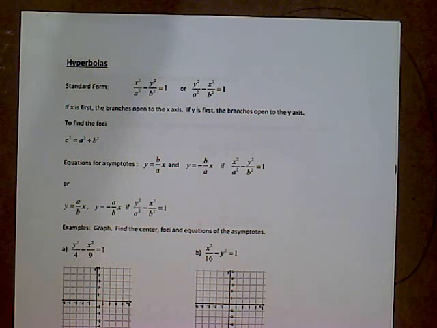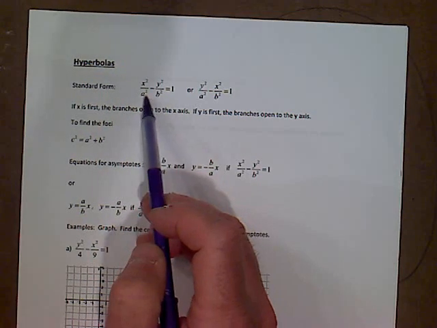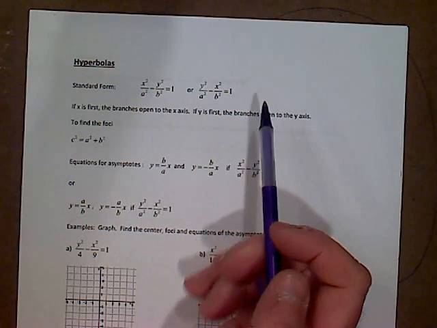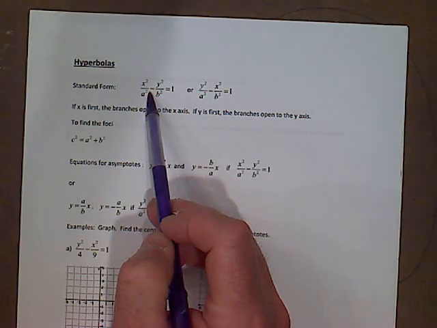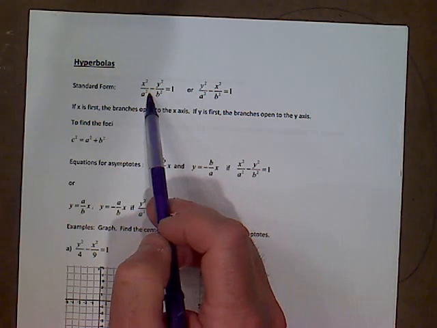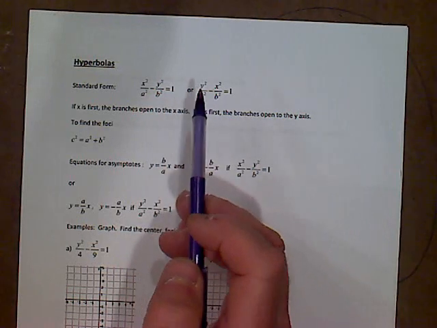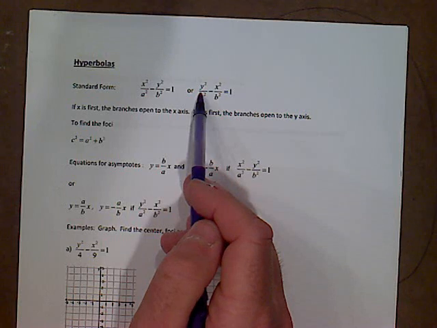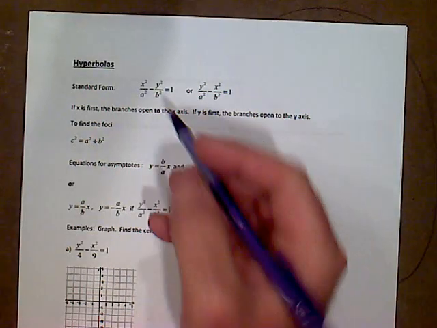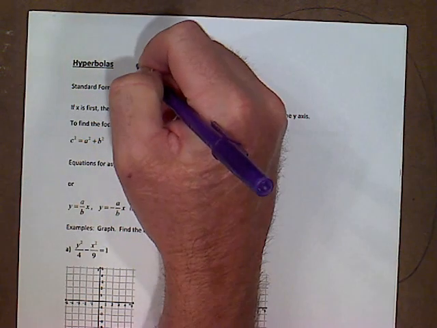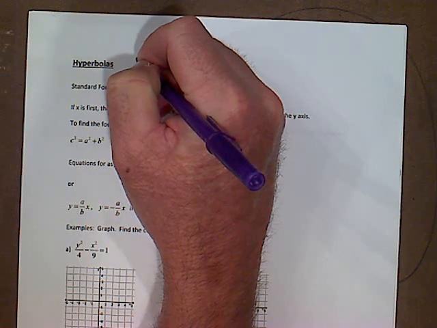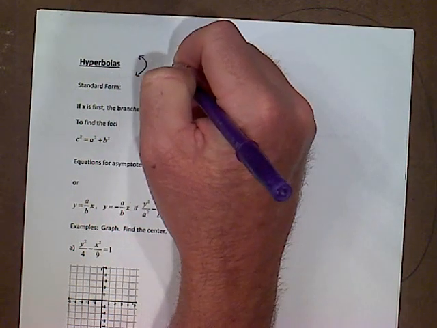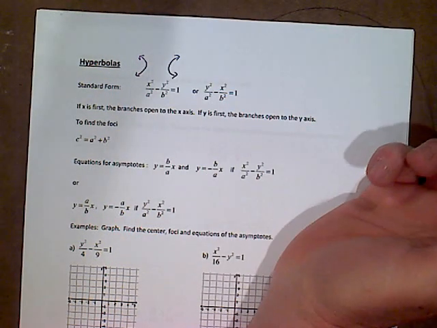So first off, how do you know you have a hyperbola? You have fractions and minus, equals 1. If you'll recall, the ellipse had plus in the middle. It's a similar idea, but it has minus for hyperbolas. Now, the key thing to look for is: is x first or is y first? If x is first, when you make a hyperbola, and this is a very basic sketch of one, it's going to be two branches of parabolas going sideways.